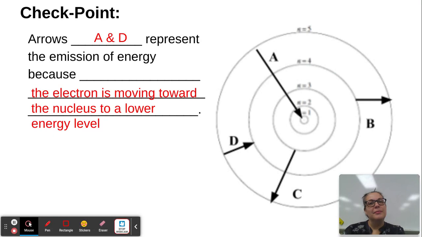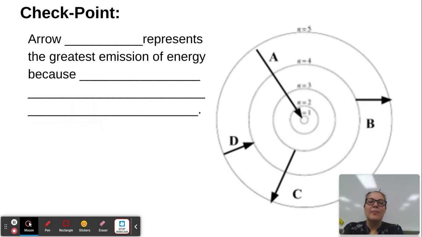Emission. Last one. A single arrow: which arrow represents the greatest emission of energy? Go ahead. If you said A, good job. Why does it represent the greatest emission of energy? Take a moment to think about it.